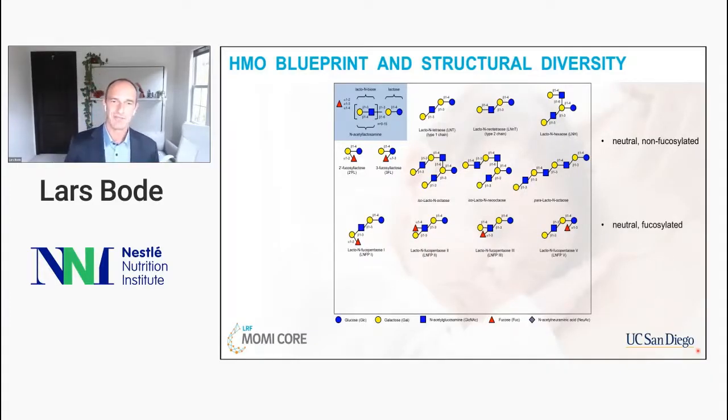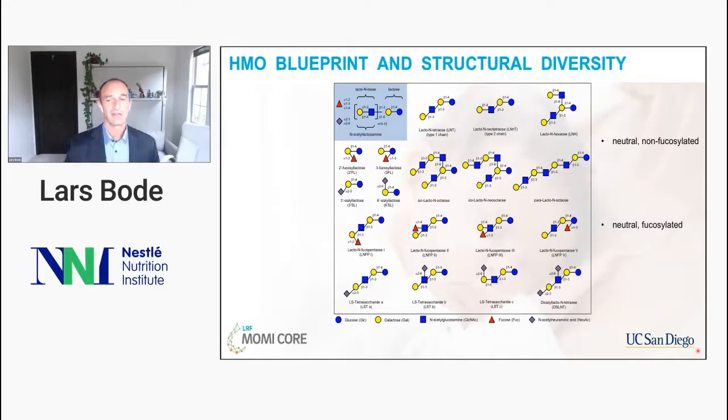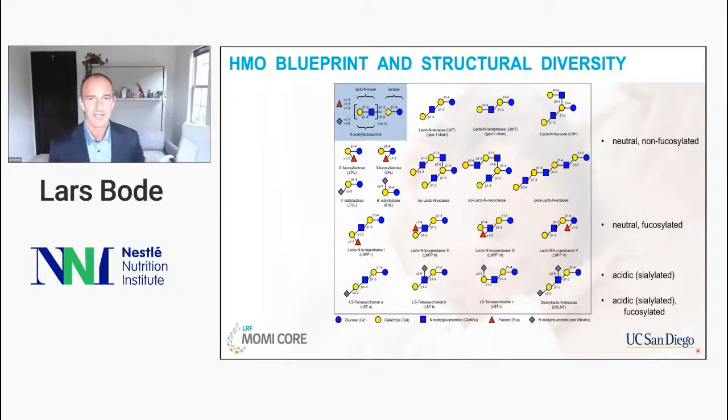Well, if there's neutral, there must be something opposite of that. So there are the acidic or sialylated oligosaccharides, and that's because we can add sialic acid to the growing structures. Again, in different linkages, we can start off adding sialic acid to lactose alone, and we get 3' and 6'-sialyllactose, and we can add it to the growing chain, and just 1 sialic acid, as you can see down here at the bottom, and that would be our acidic or sialylated oligosaccharides. Now we can combine that and add fucose and sialic acid to the backbone, and that would be our acidic or sialylated fucosylated structures. So it's really a different way of putting these different monosaccharide building blocks together.